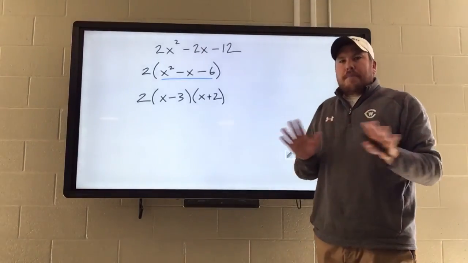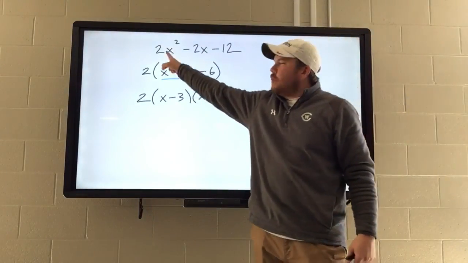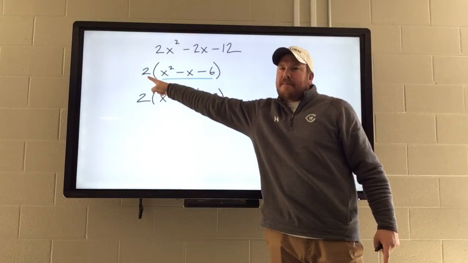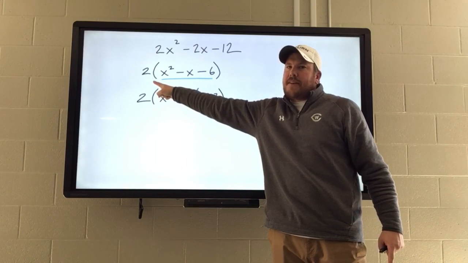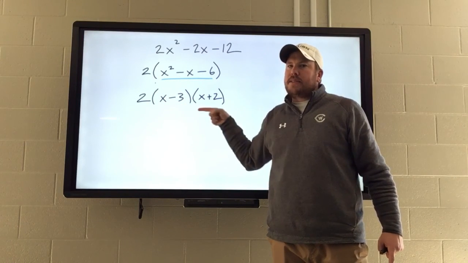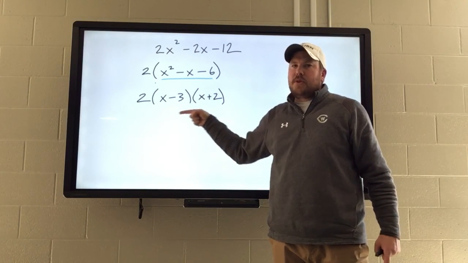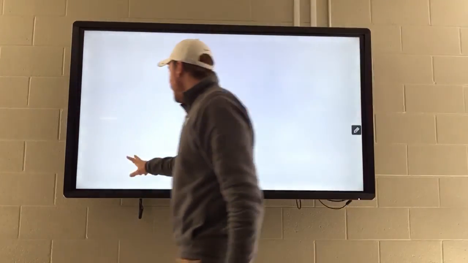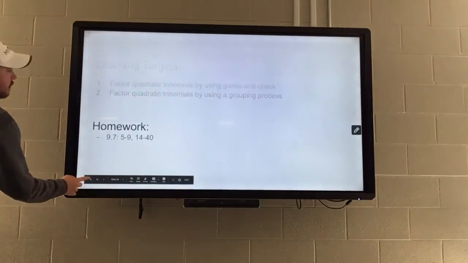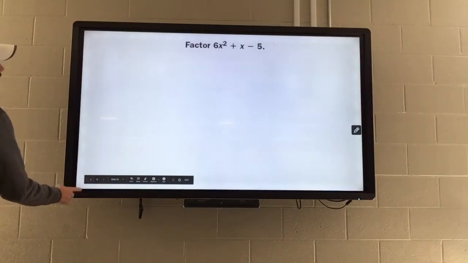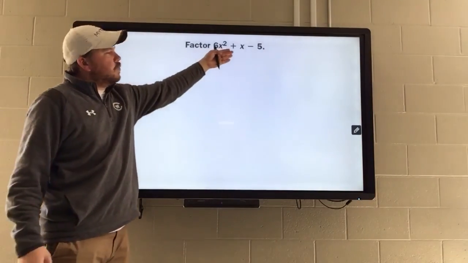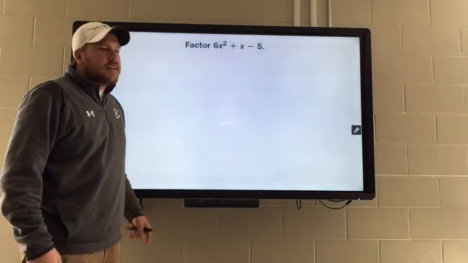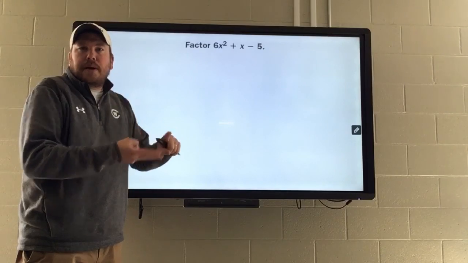So, to wrap this all up, if you have a number in front of your x squared, first, look to see if you can factor out a common factor, okay? In this case, I factored out a common factor, and what I was left with was easily factorable using our old method. If you cannot factor out a common factor, such as this problem, 6, 1, and negative 5, there's no number that divides all those. Well, there's 1, but that doesn't help us. Then we either need to use guess and check or the box method.